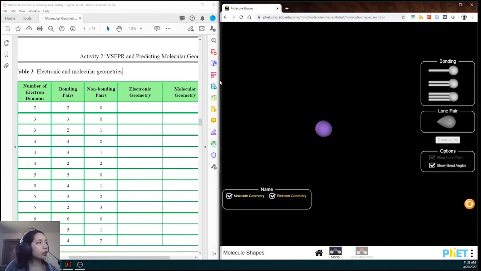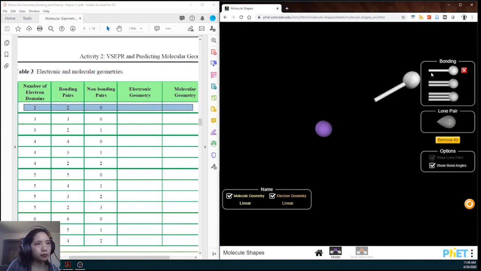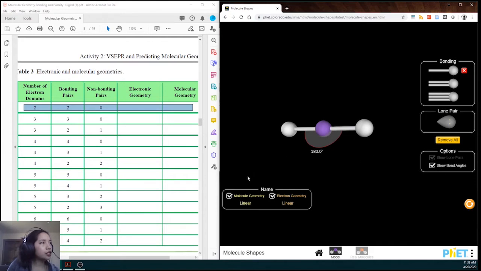All right, so we're going to go through this table again. So this first one, let's highlight this. So we're going to do the first one. So we want to add a total of 2 electron domains where 2 of them are bonding pairs and 0 of them are non-bonding pairs. So non-bonding just means lone pair. So this third column is just telling us how many lone pairs I should add to this molecule. So in this first row, I'm going to add just 2 bonding pairs.